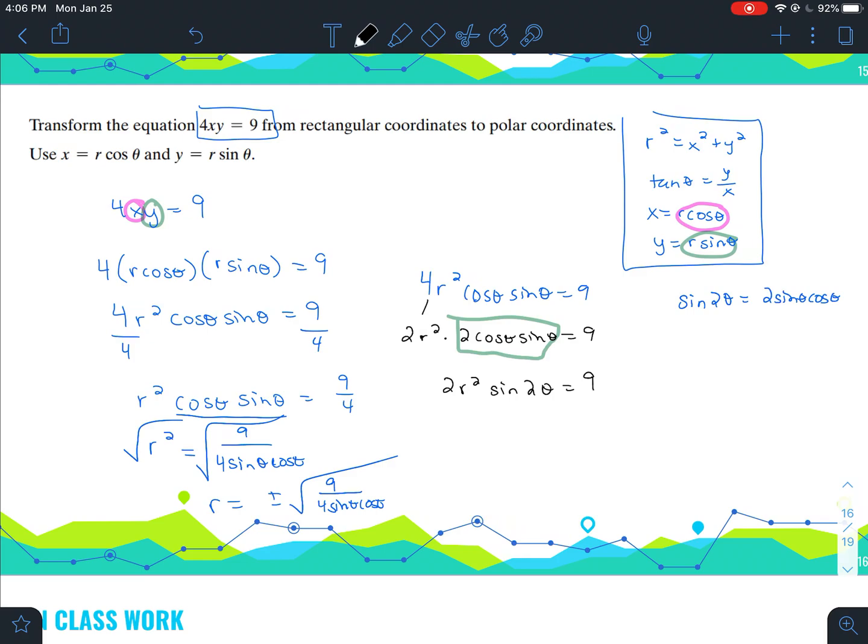I think in your book, they let you leave it as r squared cosine theta sine theta equals 9/4. But we'll talk more about that in class.